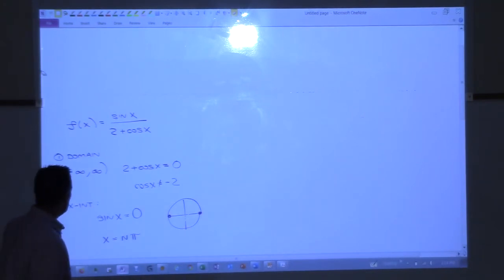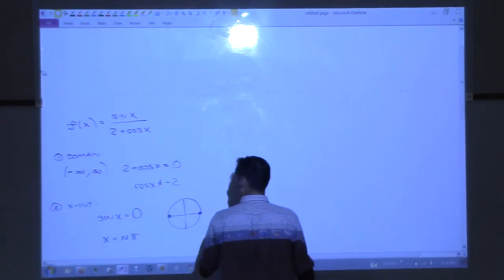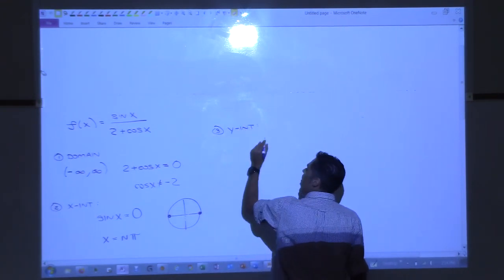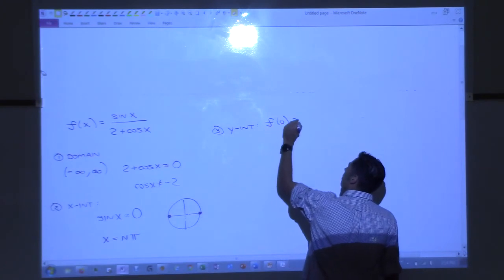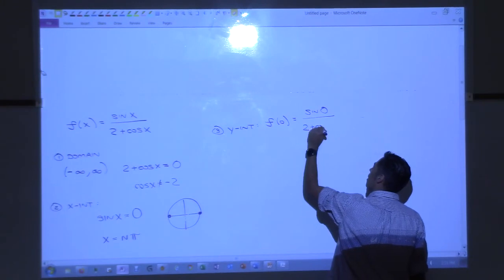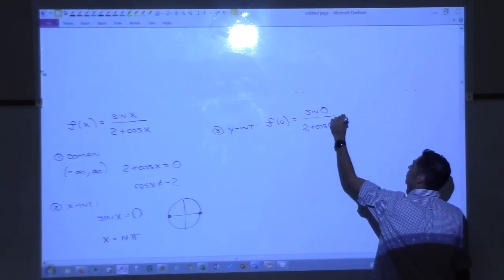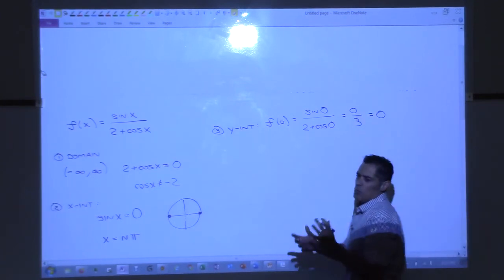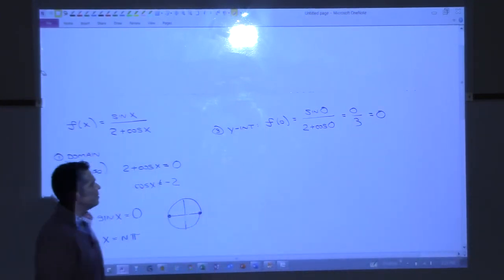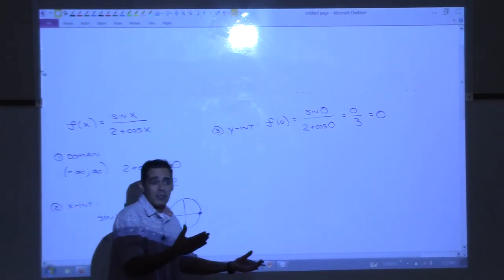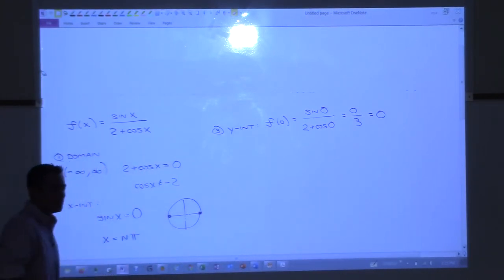How about y-intercept, sorry. To get your y-intercept, you plug 0 into the function. So you get sine of 0, which is 0, over 2 plus cosine of 0. Cosine of 0 is 1. So you get 0 over 3, which is just 0. We knew we weren't going to get division by 0, but just to be clear, that's what we're getting. So isn't that the origin again? We keep on getting the origin. Obviously, not every function goes through the origin, right? Every example I've done today has.